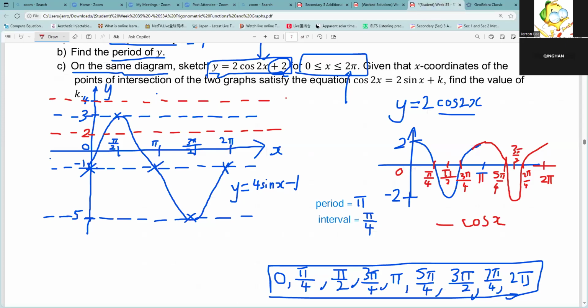In this case, you can also use your calculator if you don't believe me. You press cosine 0. Cosine 0 is actually 1. So it's always from the top.